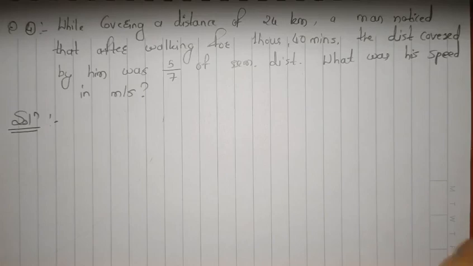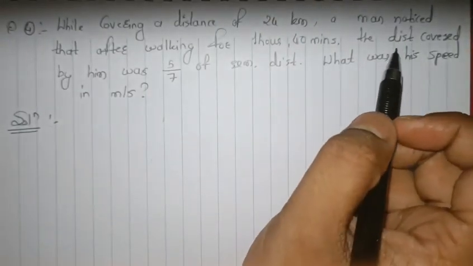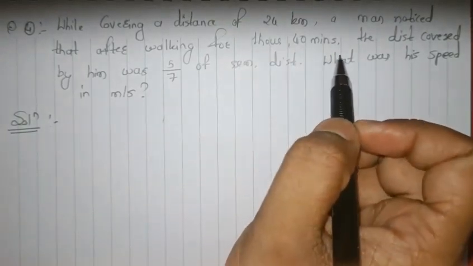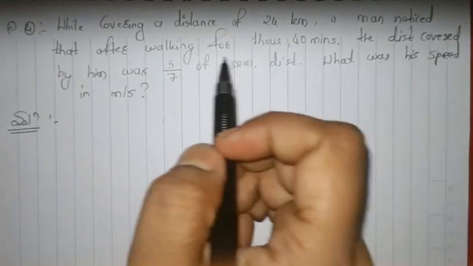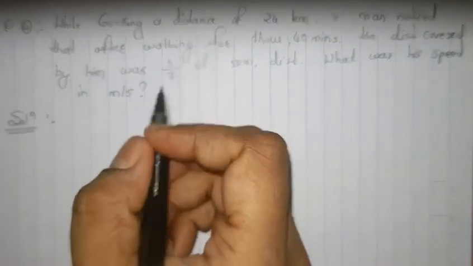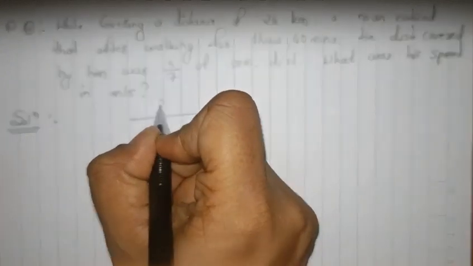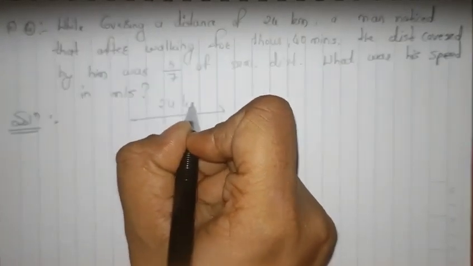This is our fourth question here. While covering a distance of 24 kilometers, a man noticed that after walking for 1 hour 40 minutes, the distance covered by him was 5/7 of the remaining distance. What was the speed in meters per second? Well, consider this as our total distance, that is 24 kilometers.